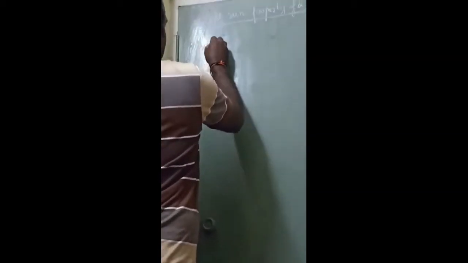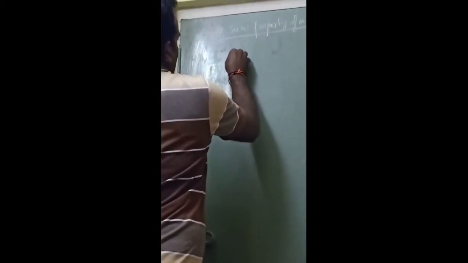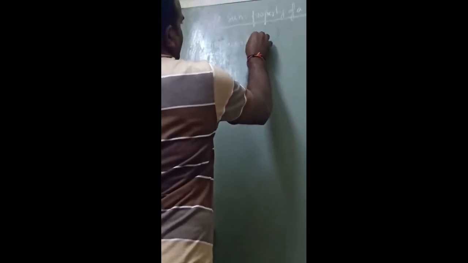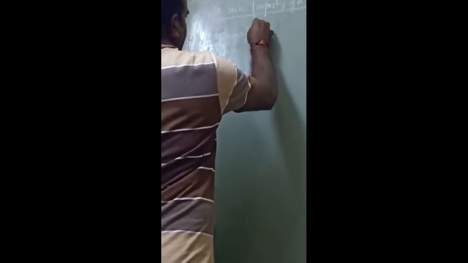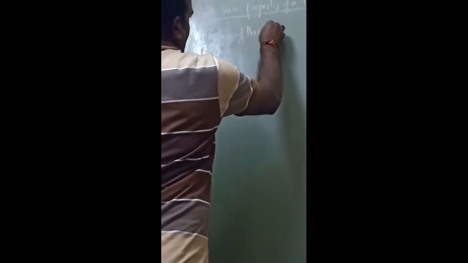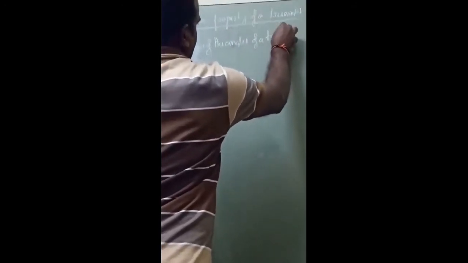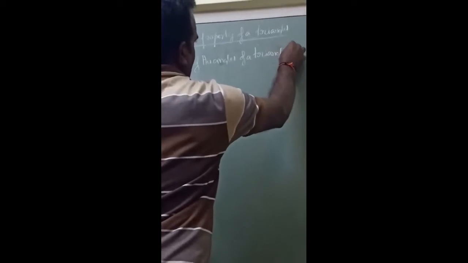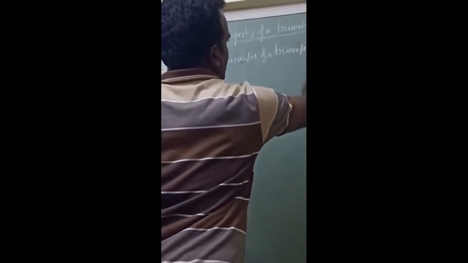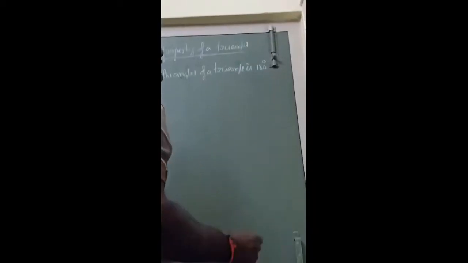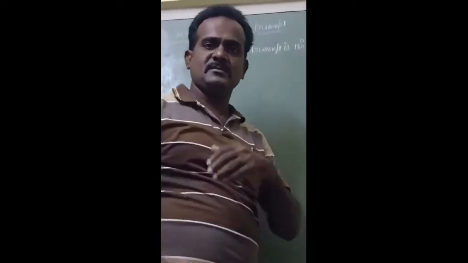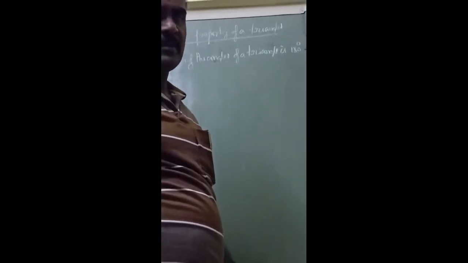Theorem: The sum of the angles of a triangle is 180 degrees. This is the theorem. How to prove?